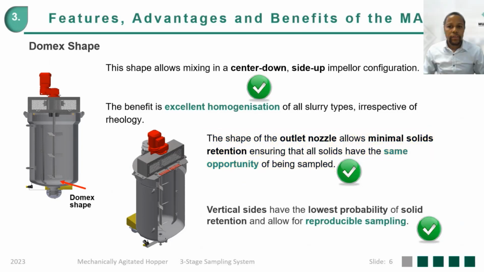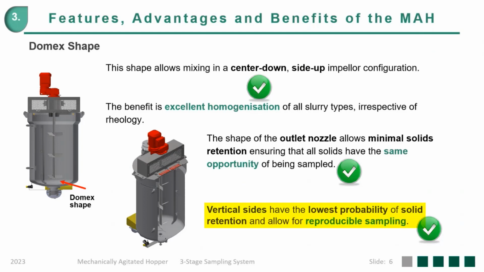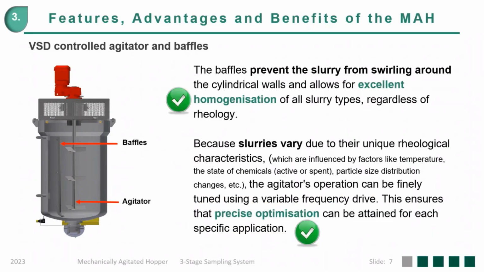The theory itself of sampling states that all particles need equal opportunity to be sampled. The mechanically agitated hopper also consists of vertical sides. The vertical sides have the lowest probability of solid retention and allow for reproducible sampling. The mechanically agitated hopper is VSD controlled.